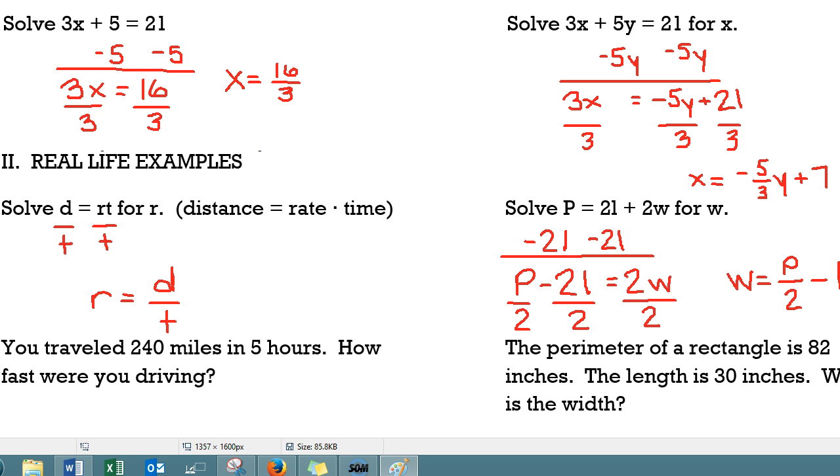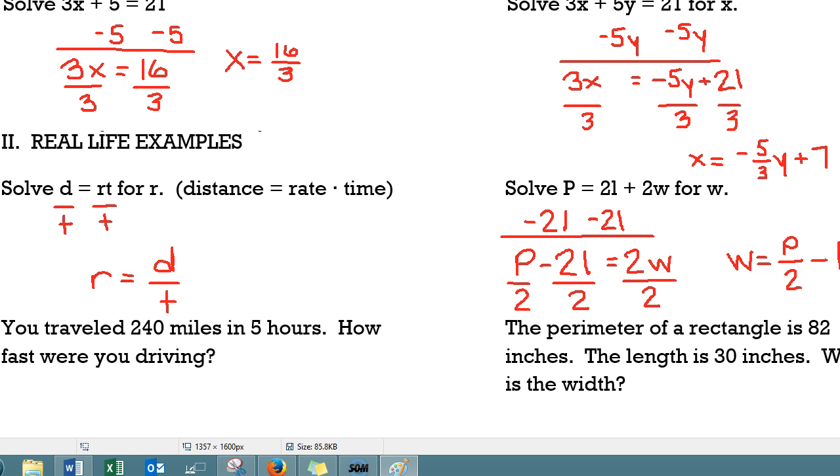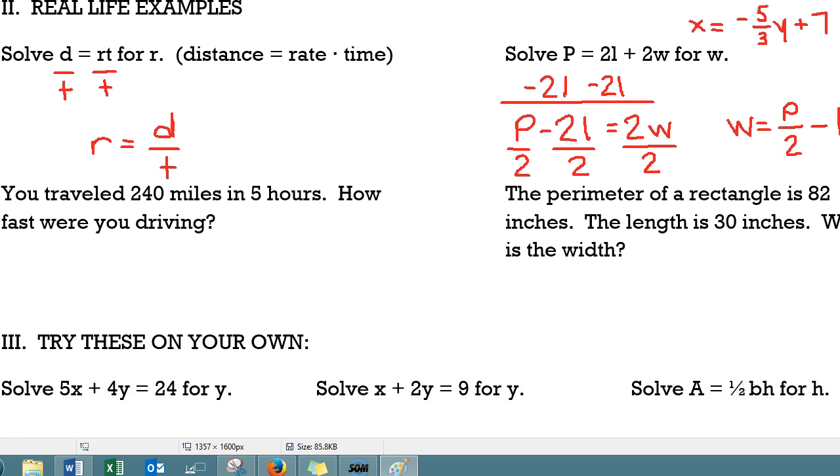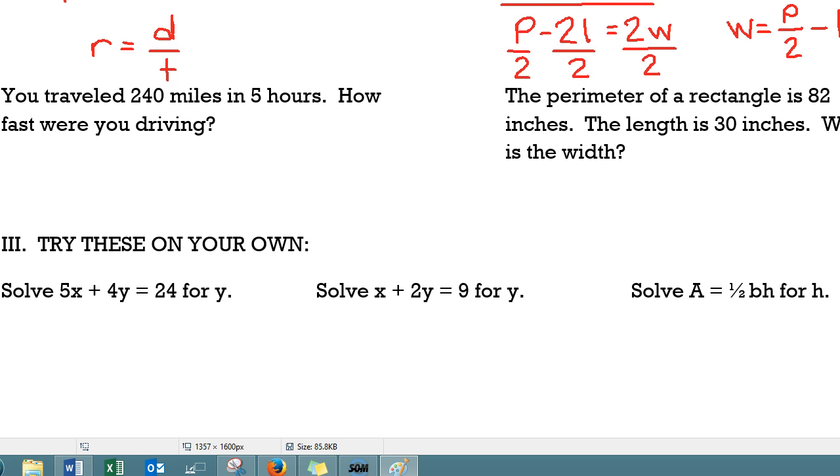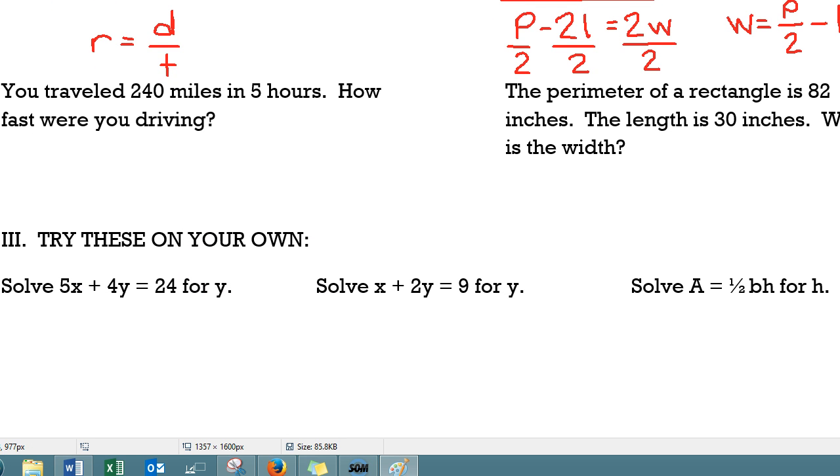All right, so why do we do it? Why do we work on these real-life examples? Well, there's a pretty good reason, because we use real-life examples in real life. Let's go through these 2 problems that relate to what we just did. Problem number 1, you traveled 240 miles in 5 hours. How fast were you driving?